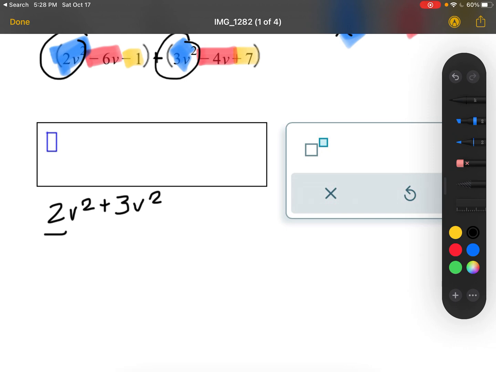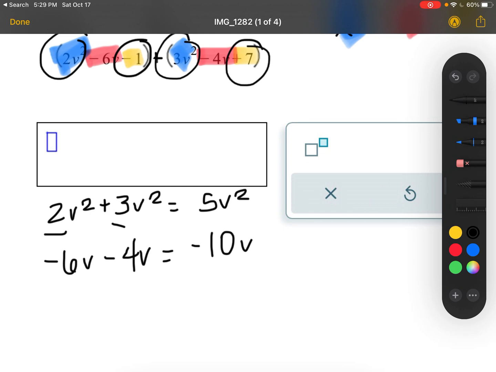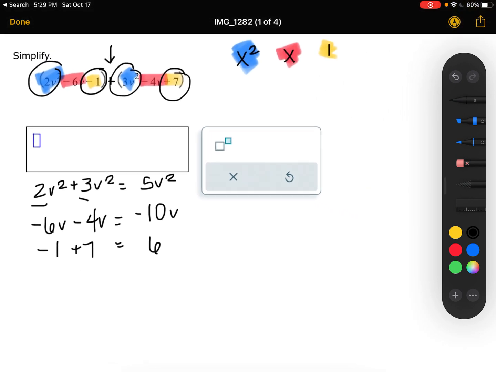So 2v squared plus 3v squared equals 5v squared. Then I go to my v's. I have negative 6 and negative 4, so negative 6v minus 4v equals negative 10v. Then my last ones over here, I have negative 1 and plus 7. So negative 1 plus 7 equals positive 6. So my answer to this would then be 5v squared minus 10v plus 6.